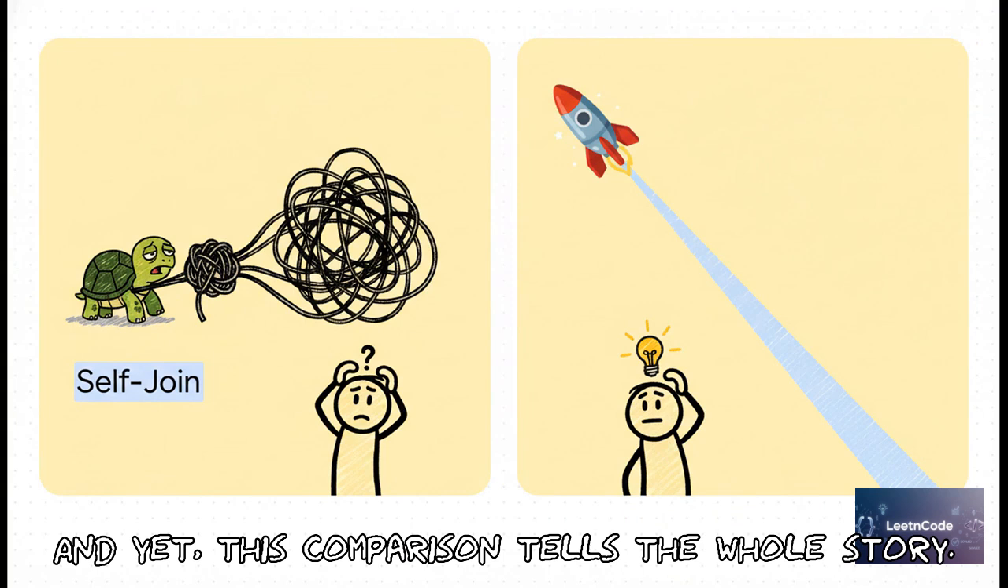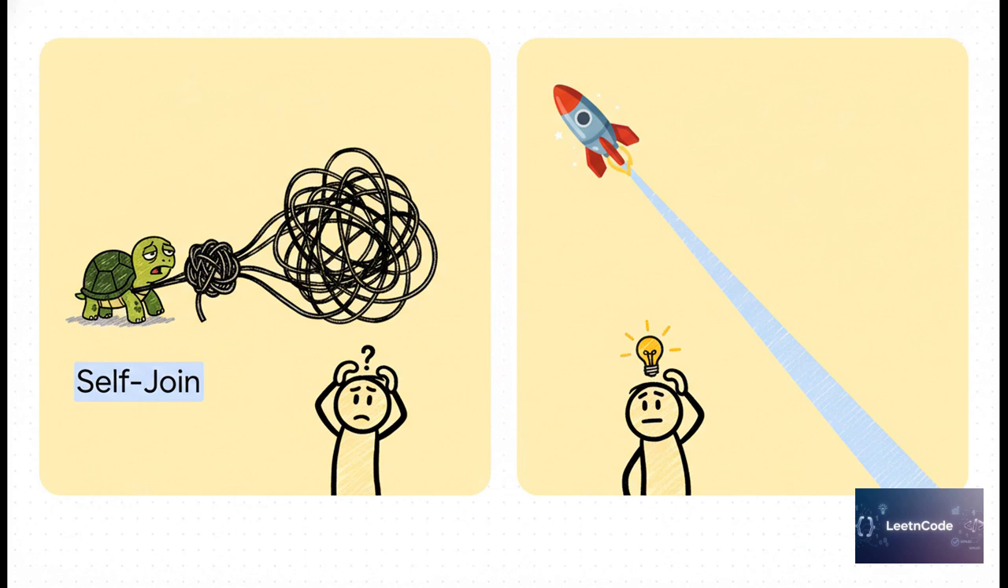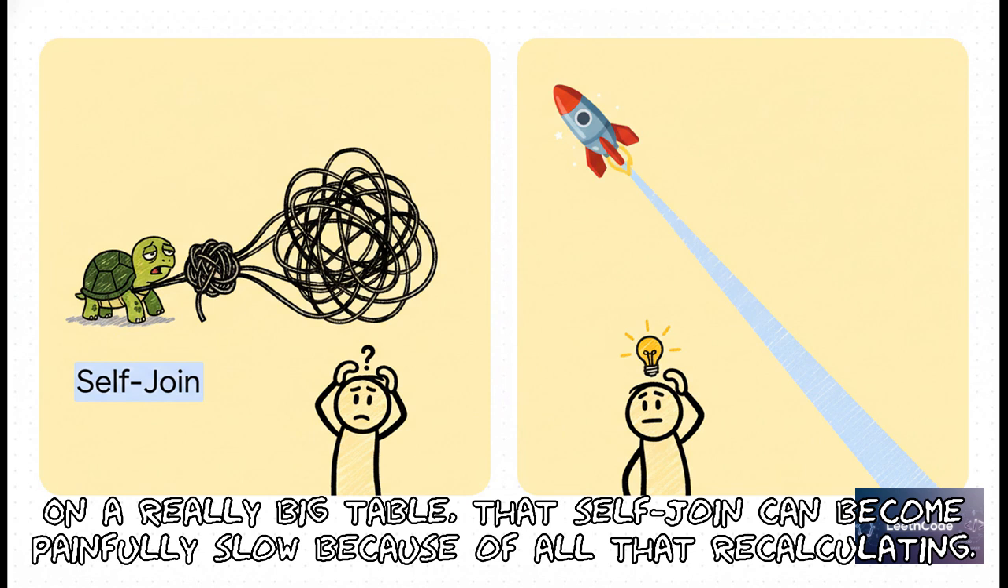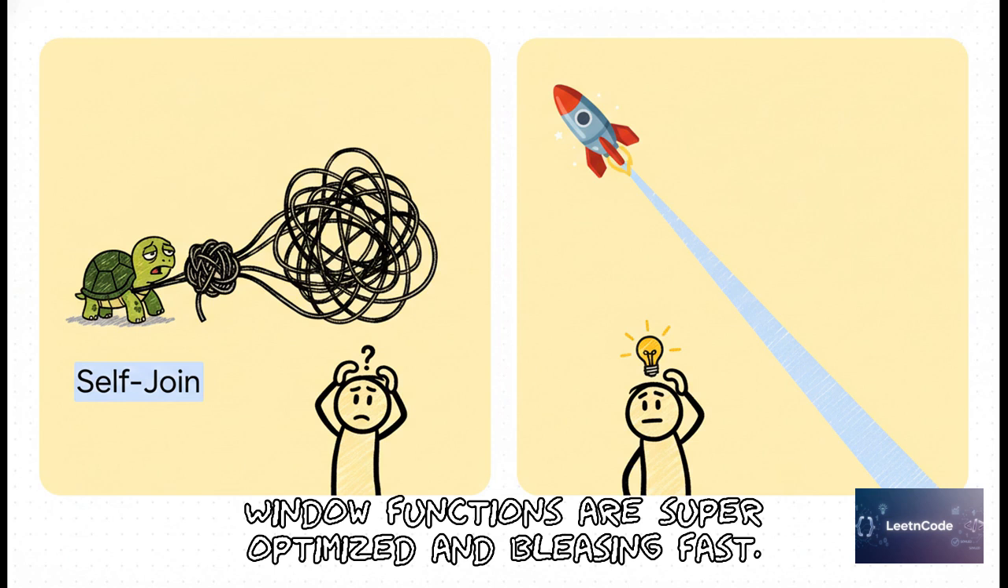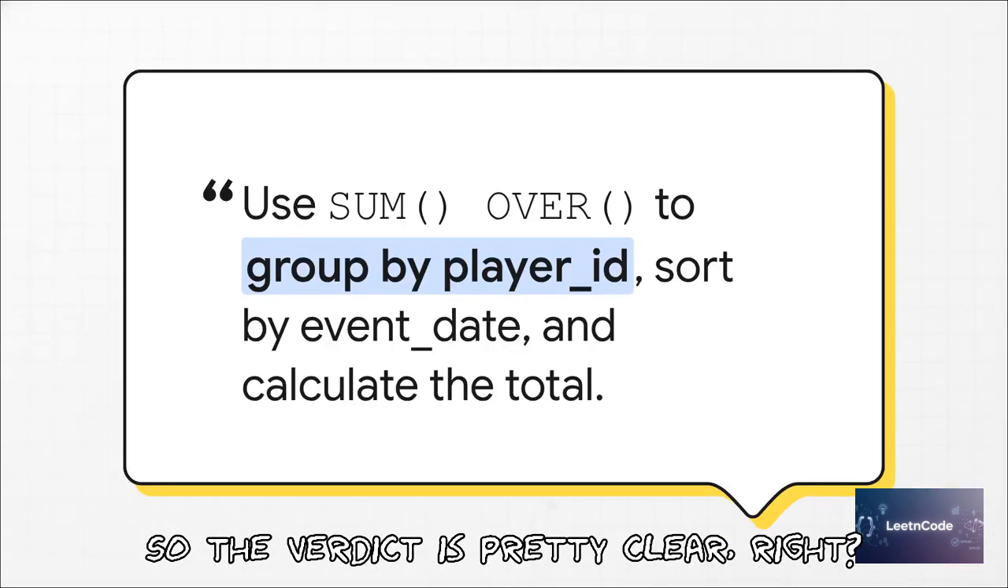And yet, this comparison tells the whole story. For readability, window function wins, hands down. It just says what it does. For performance, oh boy. On a really big table, that self-join can become painfully slow because of all that recalculating. Window functions are super optimized and blazing fast. And honestly, the logic is just way simpler to write and to come back to 6 months later and still understand. So the verdict is pretty clear, right?